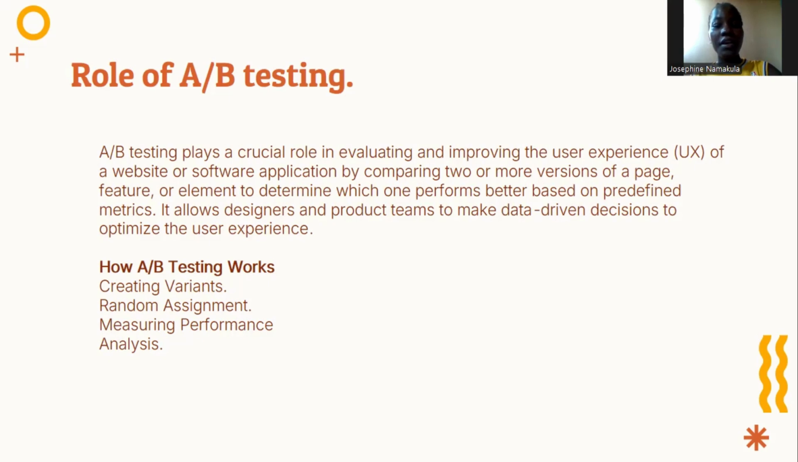So there is measuring performance. After splitting the users, each version is tested against key performance indicators such as conversion rates, click-through rates, time spent on the page, or task completion rates. So we also do analysis after a statistically significant number of users have interacted with both versions, A and B. The results are analyzed to see which variant performs better on the chosen metric.